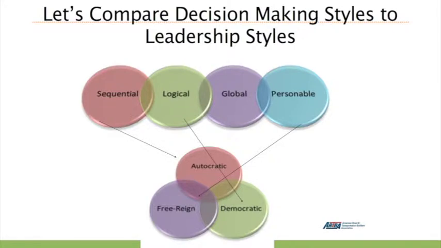Once you have determined your decision-making style, you can look to see how it flows into a leadership style. Sequential decision-makers tend to be autocratic leaders. Logical and global decision-makers tend to be democratic leaders. And personable decision-makers tend to be free-rein leaders.